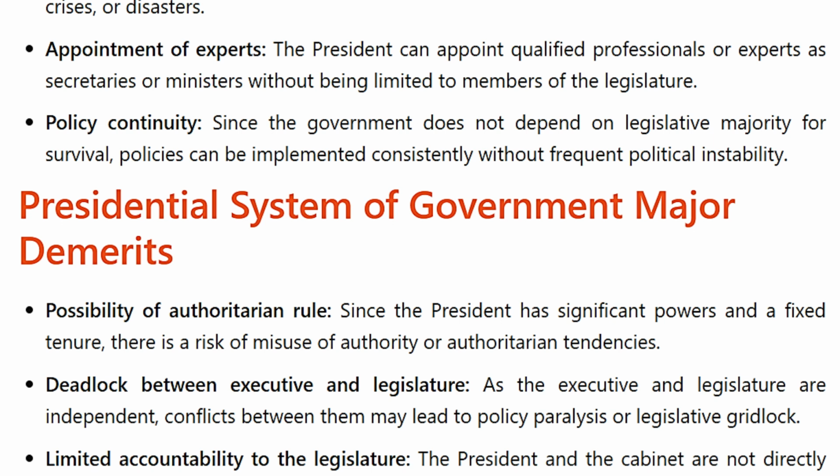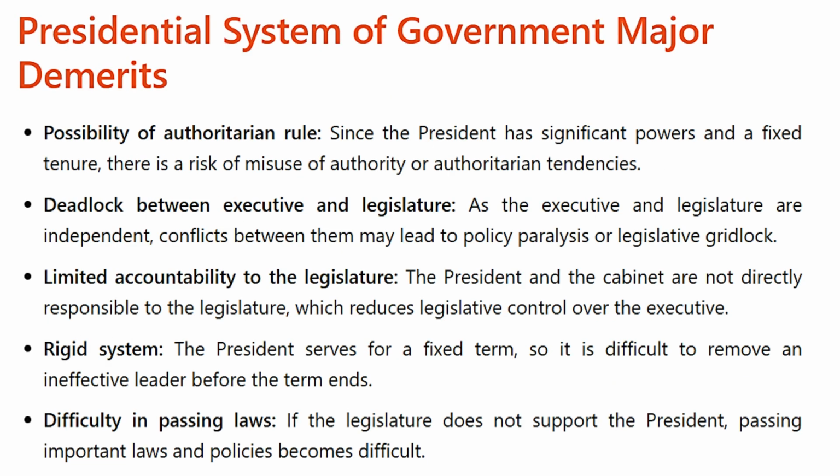Limited accountability to the legislature. The president and the cabinet are not directly responsible to the legislature, which reduces legislative control over the executive. Rigid system. The president serves for a fixed term, so it is difficult to remove an ineffective leader before the term ends. Difficulty in passing laws. If the legislature does not support the president, passing important laws and policies becomes difficult.